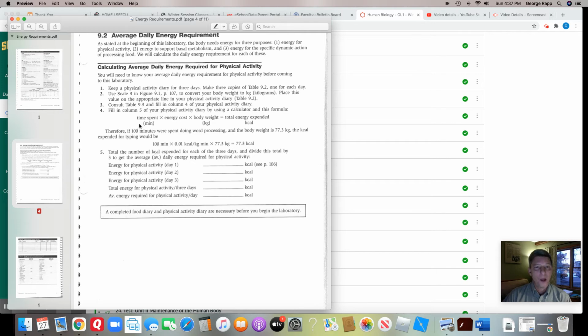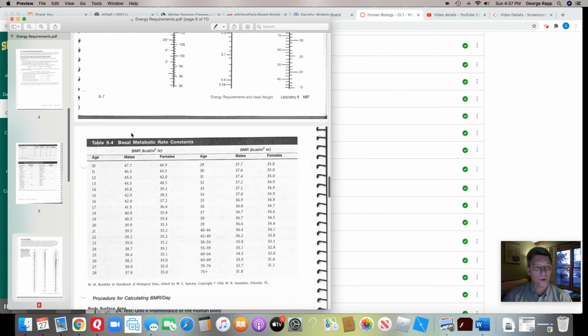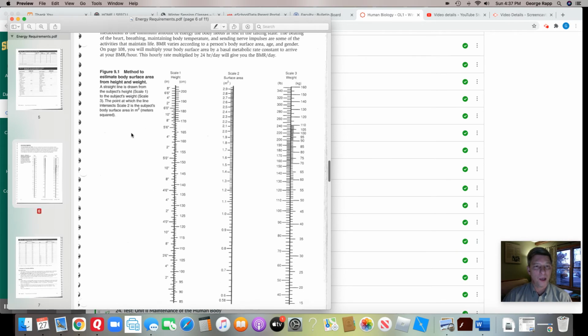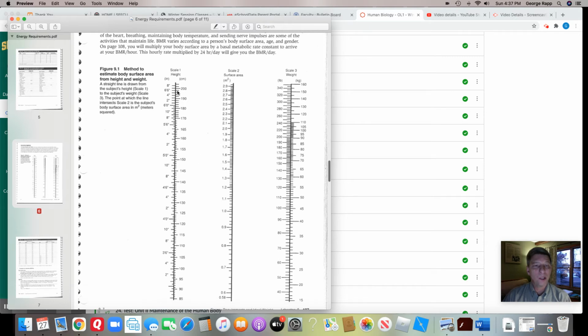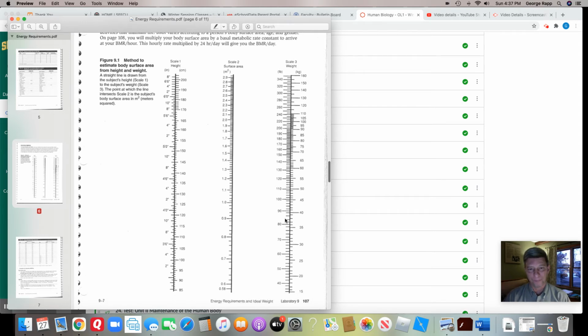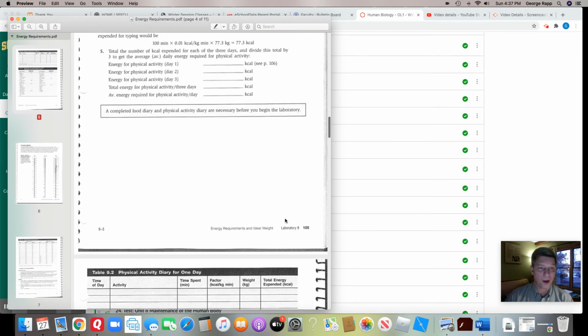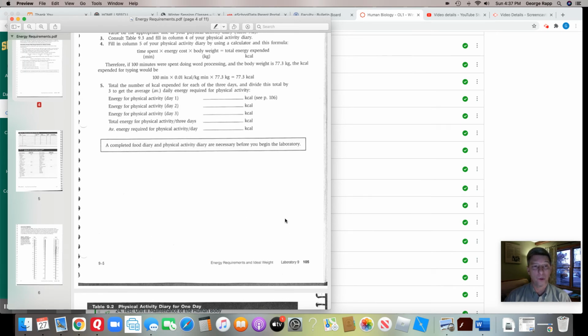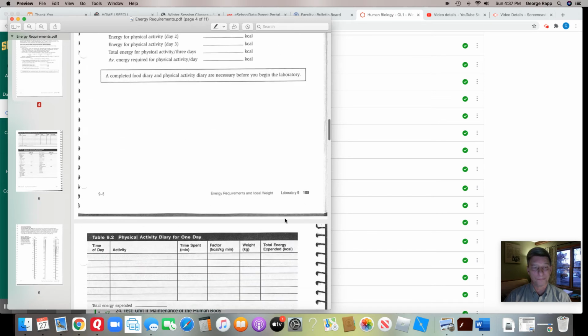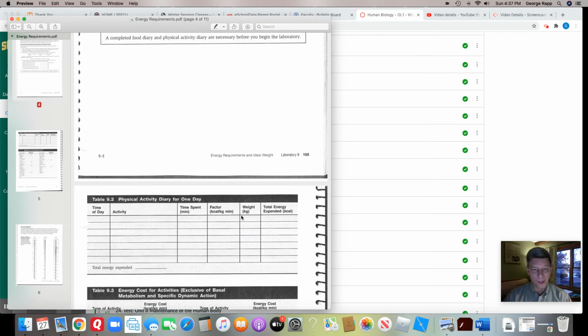the table. The first thing you have to do, though, is go to the next page, and you're going to draw a straight line using a ruler from your height in inches to your weight in pounds, and that's going to pass through this thing. All right. You got to know how tall you are and how much you weigh. And so the weight is going to go here.